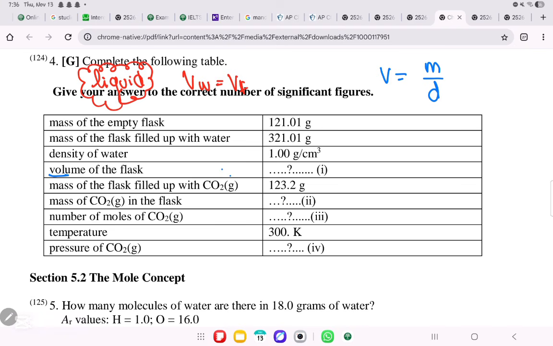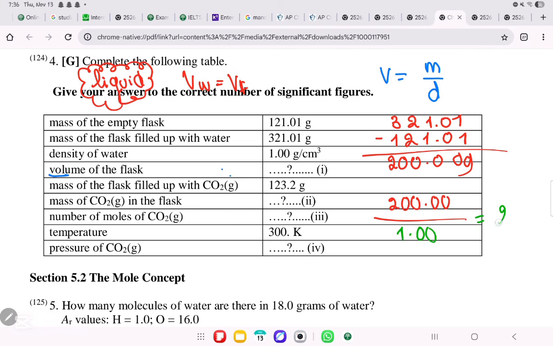So the mass of water, how do I find it? I take the mass of the flask filled up with water, which is 321.01, and I subtract from it the mass of the empty flask, which is 121.01 grams. After subtraction, it's supposed to be 200.00 grams. This is the mass of water. So 200.00 grams divided by the density of water, which is 1.00.